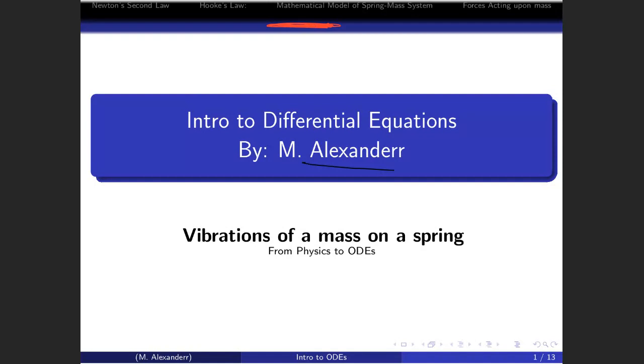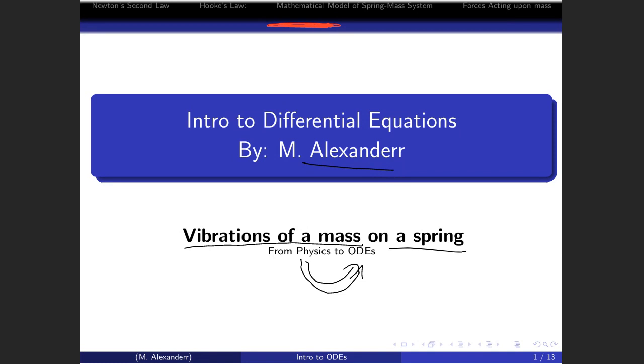Okay, so today we're going to do a little bit of physics, and what we're going to do is talk about the vibration of a mass on a spring. Our goal is to translate some physics into the differential equation. We won't actually solve any differential equation, we're just going to do a little bit of math modeling, so from physics to ODEs.